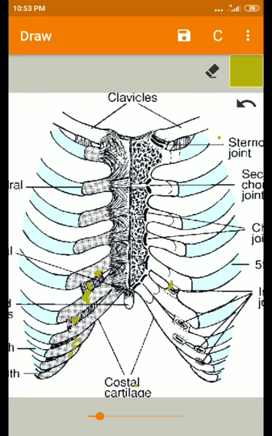So these joints are also mainly used in respiratory movements. Okay, so the joints, whatever we have seen here, are mainly used in respiratory movements. Okay, this is about the joints which are present on the anterior aspect of the thorax.